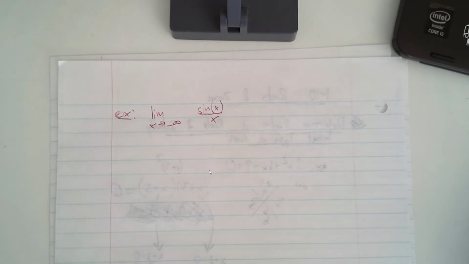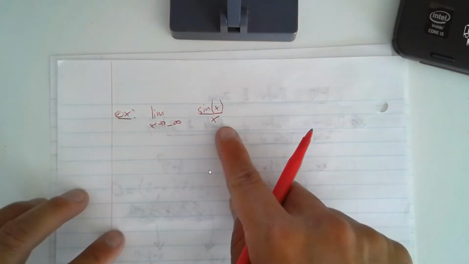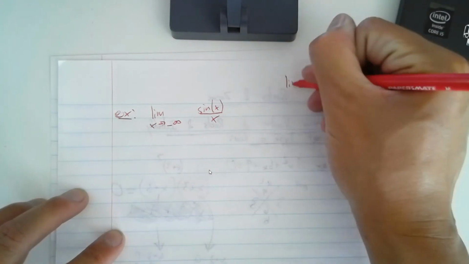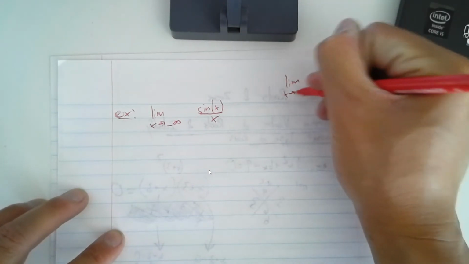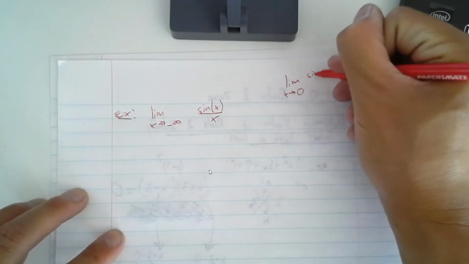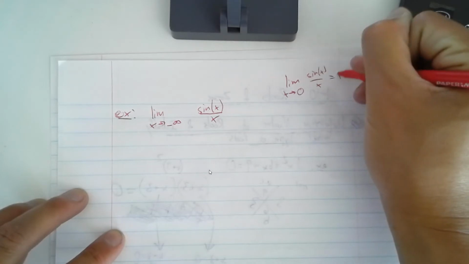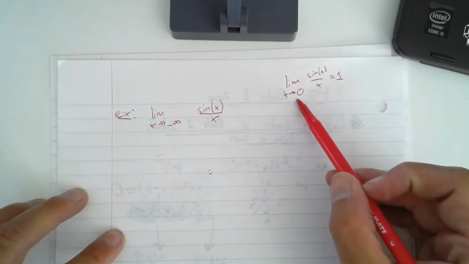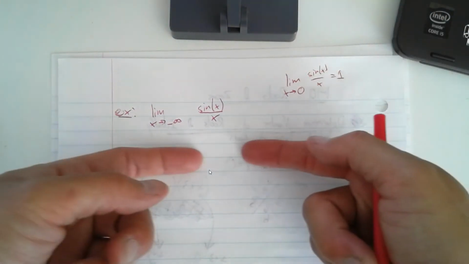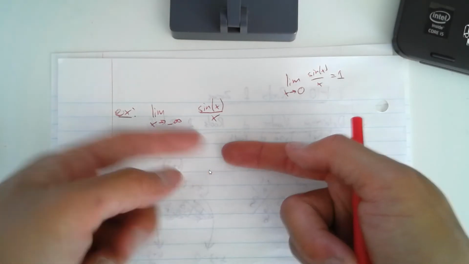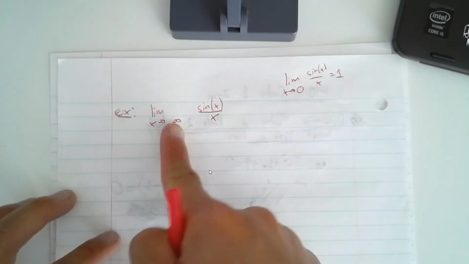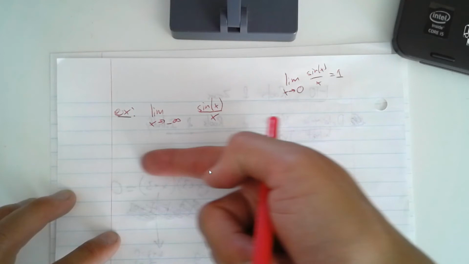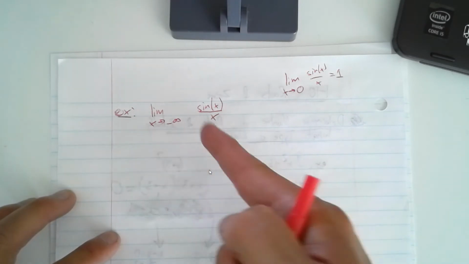Just to clarify, you've learned that the limit as x approaches 0 of sine of x over x is 1, as it approaches 0 towards the middle of the axis. But this, however, is different. This is going to the left, all the way to the left. So this is going to be a little bit different.